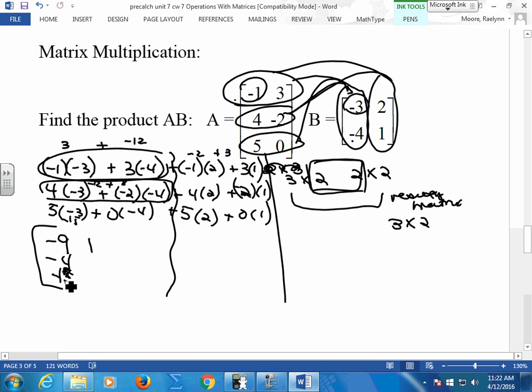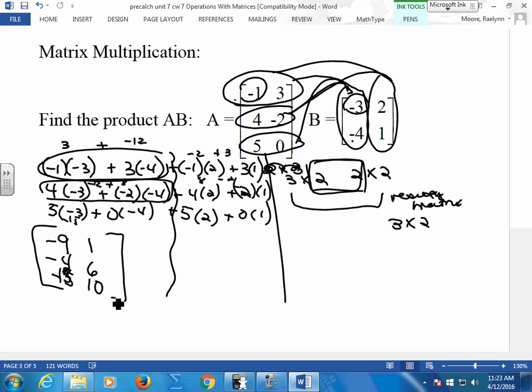That's a -15. Sorry. Plus, this is 8 plus -2. And 10 plus 0. There's my matrix. There's my answer. Now you can put it in your calculator to check it.